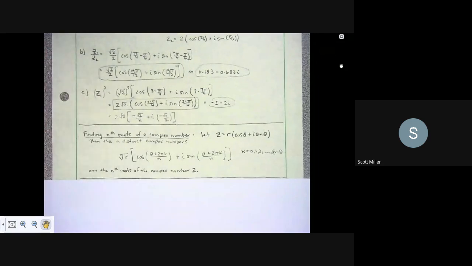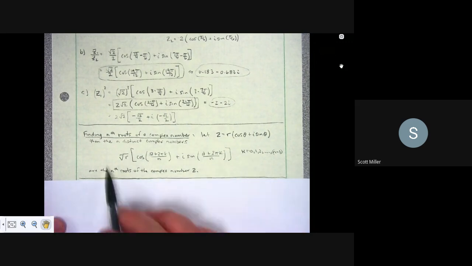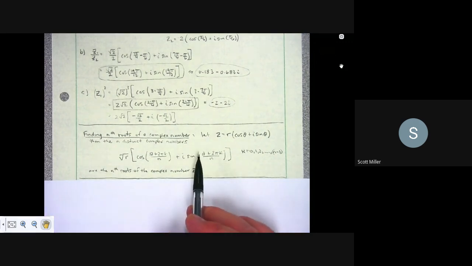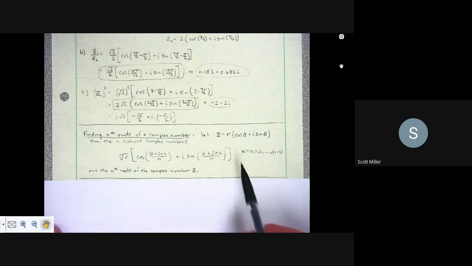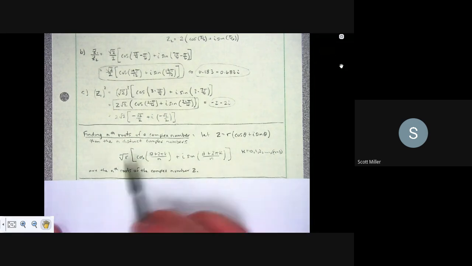The next thing we're going to be looking at is finding the nth roots of a complex number. Okay, so in this case right here, this is the formula. If you're looking for, let's say, a cube root, know that there are 3 distinct complex numbers that can make that cube work. And so you're going to be asked to find them all. And that's what this formula does for you.